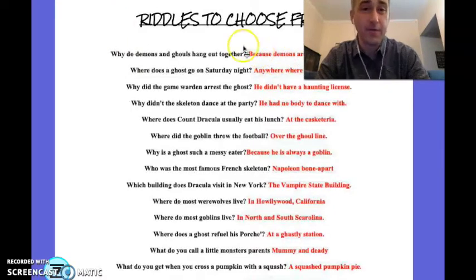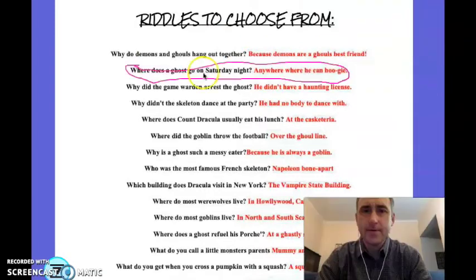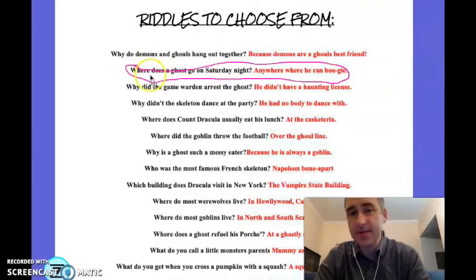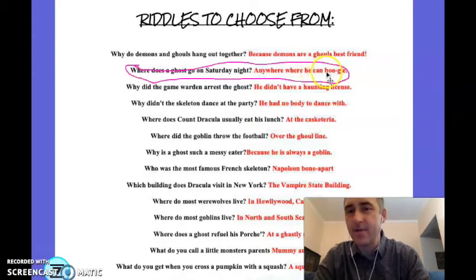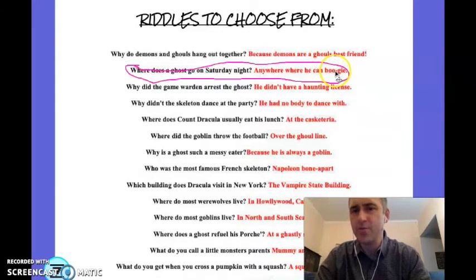So it may be helpful for you if you do this. Let's say that I did choose this as my riddle. Where does a ghost go on a Saturday night? The answer that you put on the bottom of the page would be enough lines for anywhere, then a space and lines for where, then a space and lines for he, then a space and lines for can, and then a space and lines for boo. You would probably add that dash there.